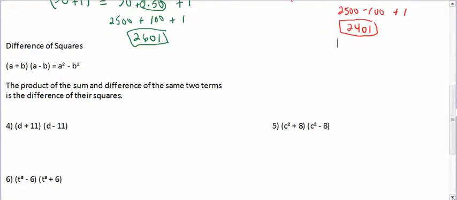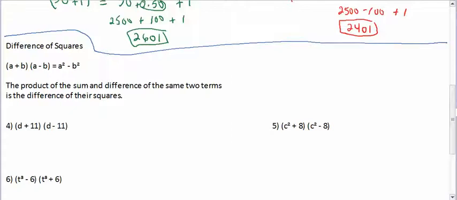Okay, the next part is the difference of squares. Another shortcut method that you may find that you like. Definitely in Algebra 2 you will use it, and it'll be something that's going to save you hours of work to recognize these. Okay, difference of squares. You've got a plus b times a minus b is equal to a squared minus b squared. Again, write the definition. The product of the sum and difference of the same two terms is the difference of their squares.